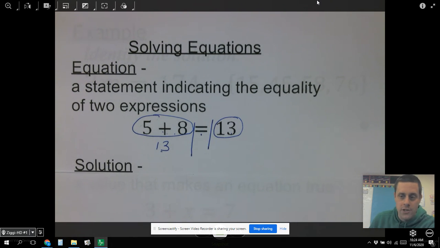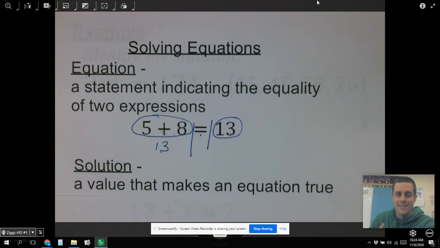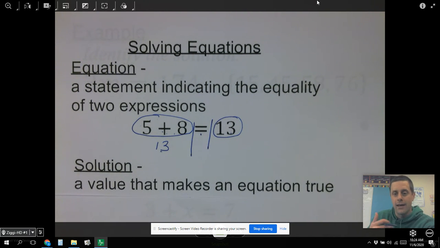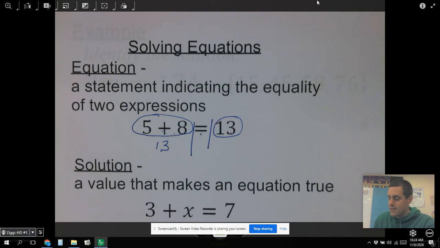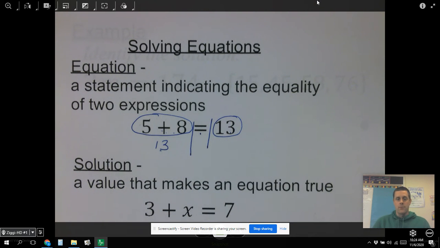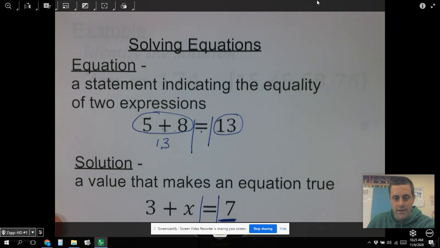When we're solving equations, we're always looking for a solution. And a solution is any value that can make an equation true. So I have the example equation here, 3 plus x equals 7. So remember, this equal sign is a wall or a barrier between two sides of the equation. The right side of my equation has a value of 7, and then the left side of my equation has the expression 3 plus x.